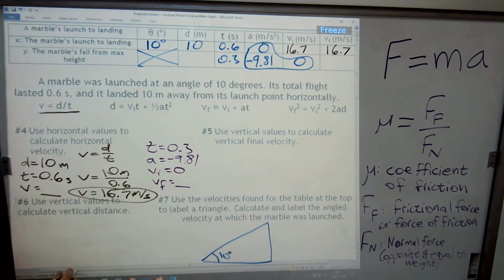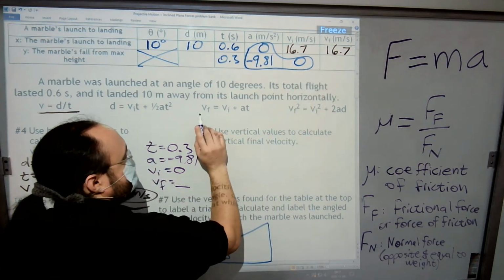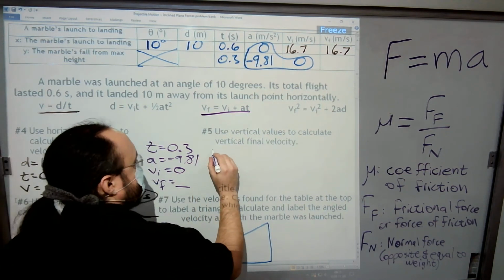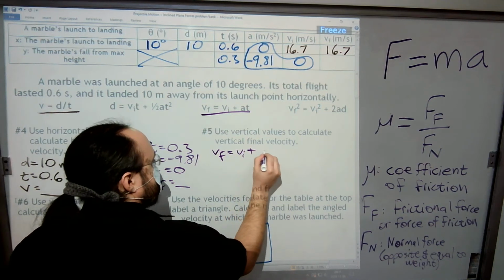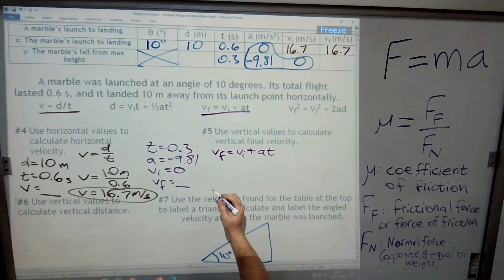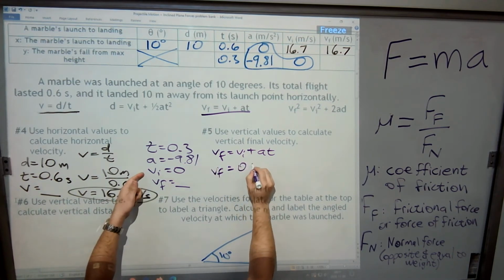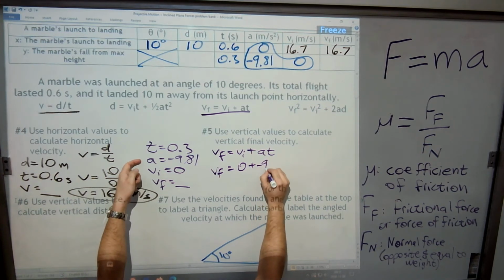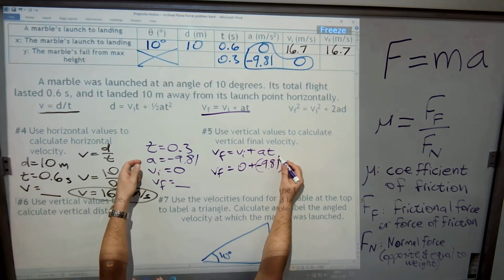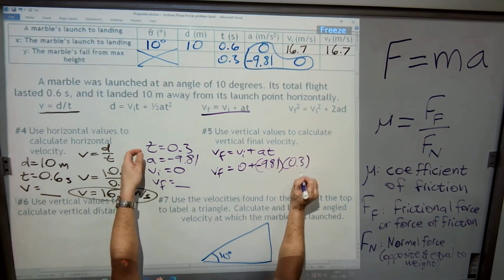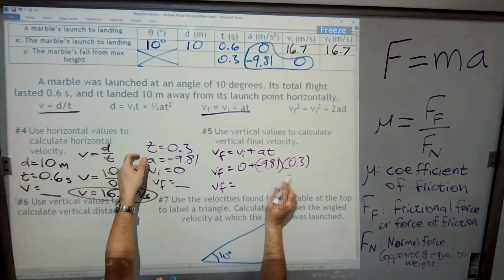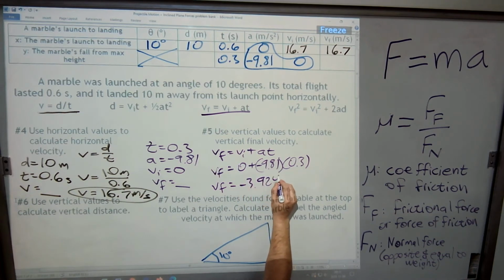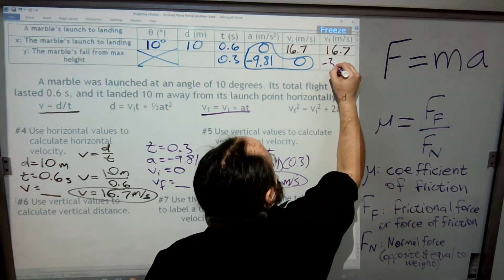The easy formula to use here, and it's the one we always used for this box before, is vf equals vi plus at. We're looking for vf, so I'll just write vf. vi is 0. Acceleration is negative 9.81. And time is 0.3. If I plug all that in the calculator, it gives me negative 3.924 meters per second. And that's what I put there.